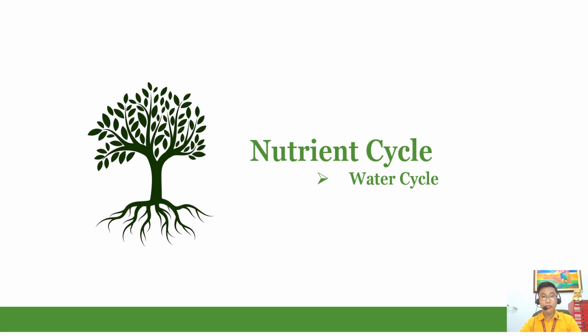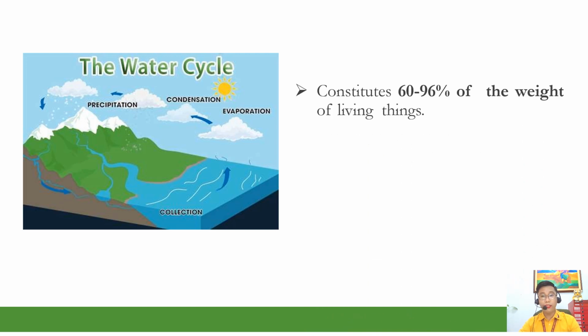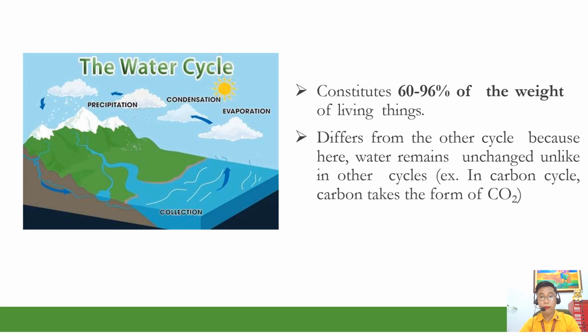Today's discussion is another important nutrient cycle that happens in the ecosystem, and the easiest one to remember is the water cycle. Water comprises 60 to 90% of the weight of all living things. It differs from the other cycles because here water remains unchanged, unlike in other cycles. For example, in the carbon cycle, carbon takes the form of carbon dioxide.